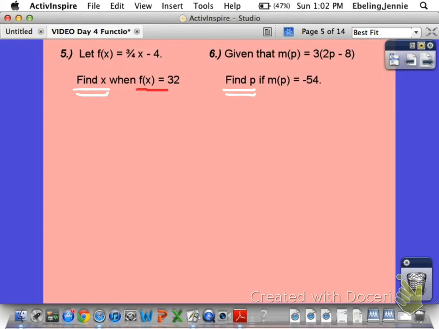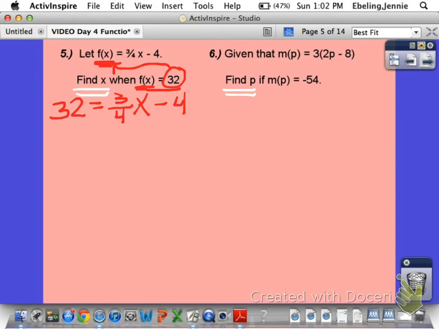We know f of x is equal to 32. We have an f of x in the function. So this 32 replaces the f of x. So I have the whole thing: 32 equals 3/4 x minus 4. That 32 replaces the whole entire function.